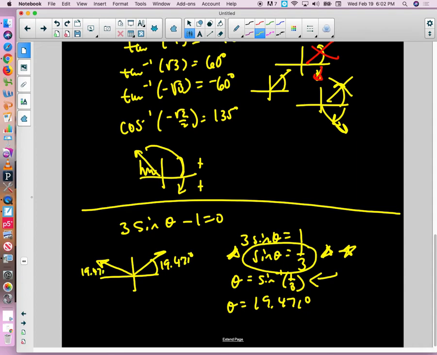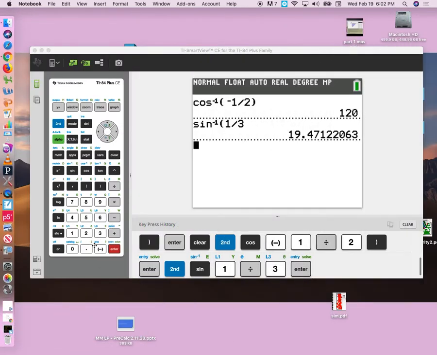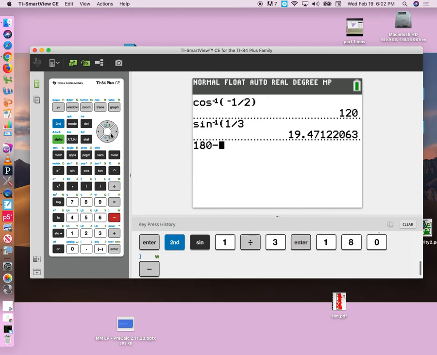And so think to yourself, which you've already done in class, there's another answer from 0 to 360. It would also be this one, and it's up to you to find the other one. So my calculator is only able to give me this one. So now I'm going to say 180 minus this number, and I get 160.528 or 0.529.